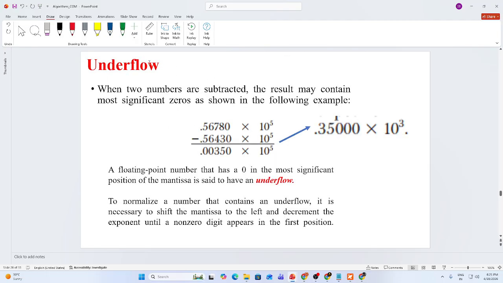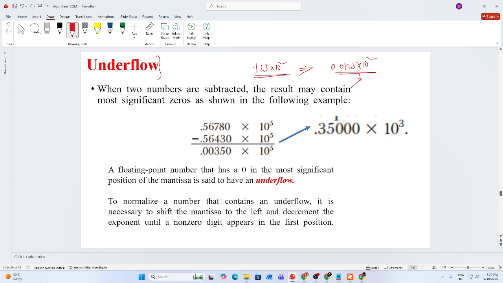Another thing is handling the underflow. I told you what normalization is: after the point there should be a non-zero digit when we represent a floating point number. If I have 0.0123, this is not normalized. This unnormalized number is called underflow. This condition we get only during subtraction.